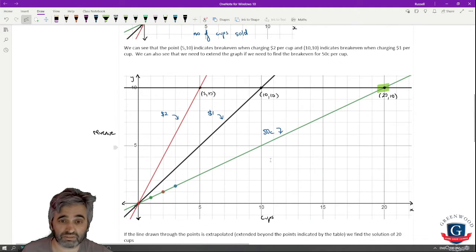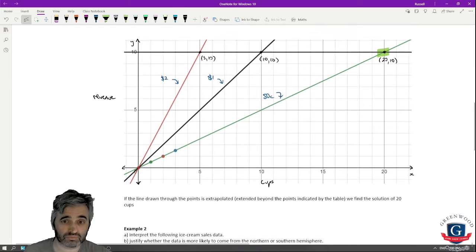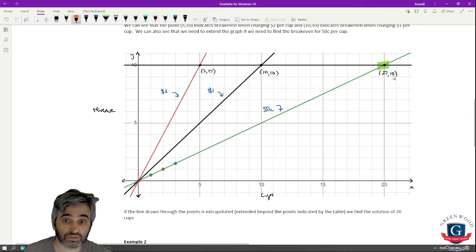So let's make the graph a little bit bigger. And we see here, if we extend the graph, we get to 20,10, indicating that for 20 cups we make $10. Now one way we could have done that is we could have graphed the first 4 points that we knew, drawn a line through it, and then inferred that where it crosses the break-even line, that's where we're going to make profit thereafter.